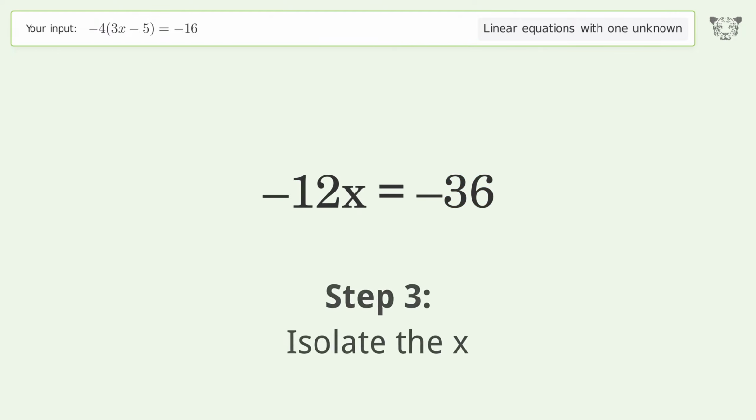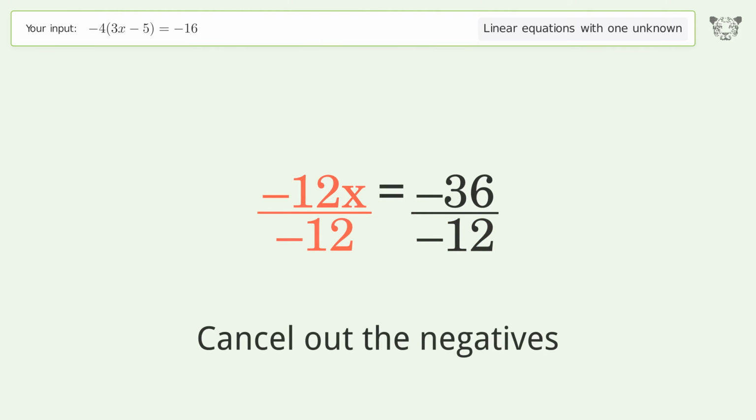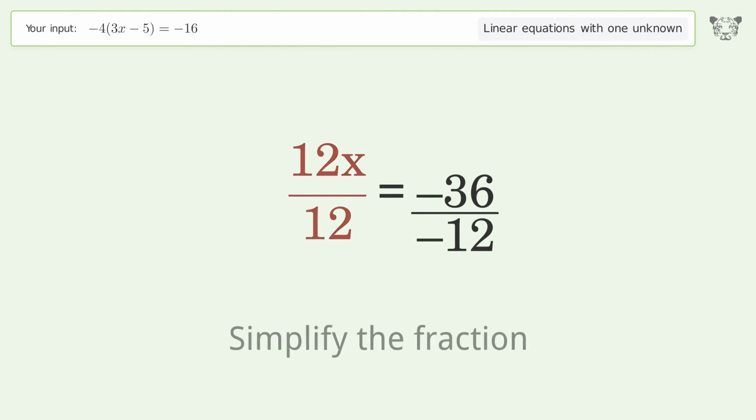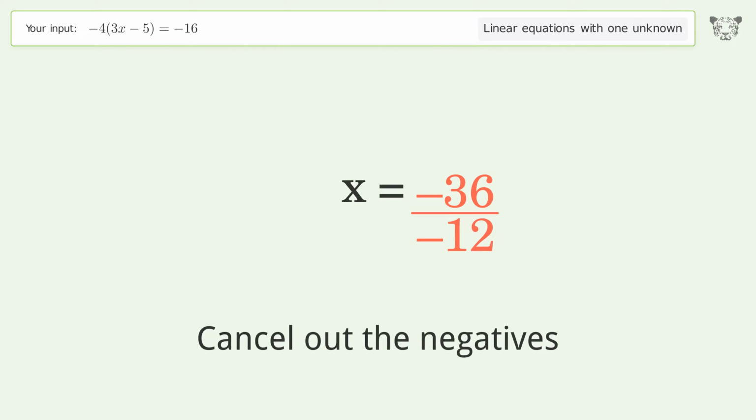Isolate the x. Divide both sides by negative 12. Cancel out the negatives. Simplify the fraction. Cancel out the negatives.